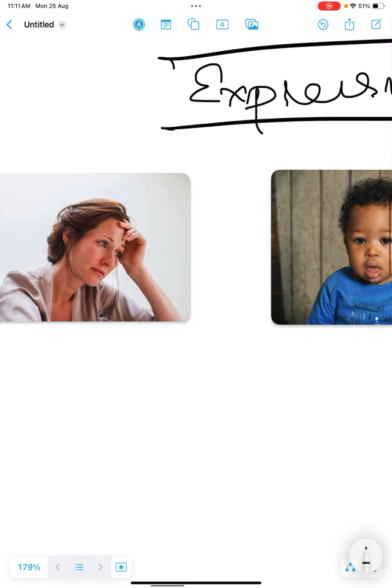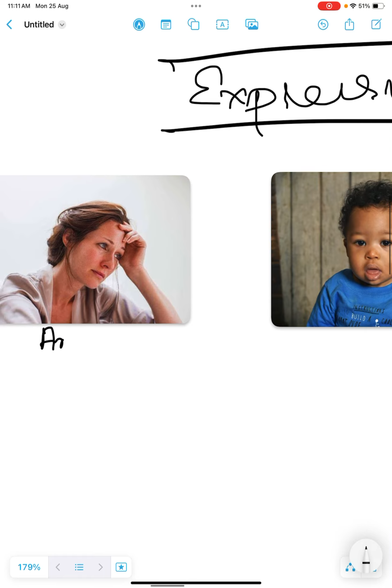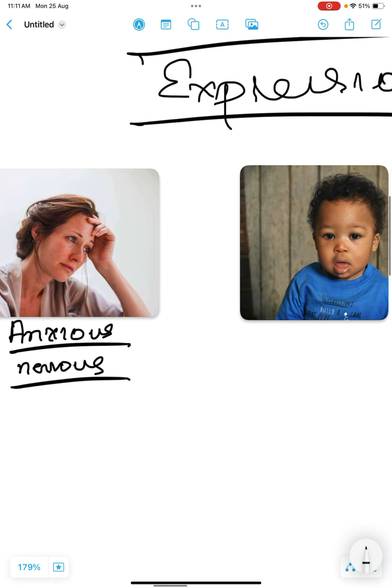What is this face looking like? It is an anxious faces. Anxious faces is the faces which indicate the awareness or apprehension of the patient about the disease. It is commonly also seen in nervous people, nervous individuals.